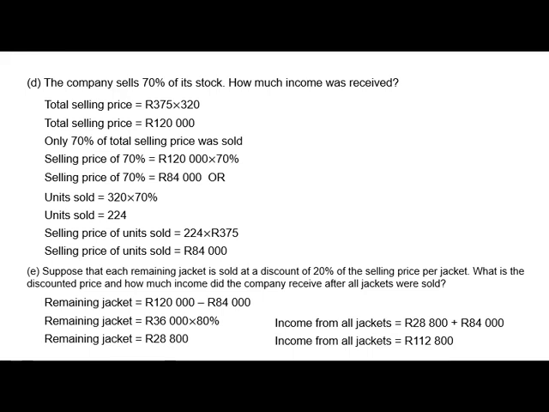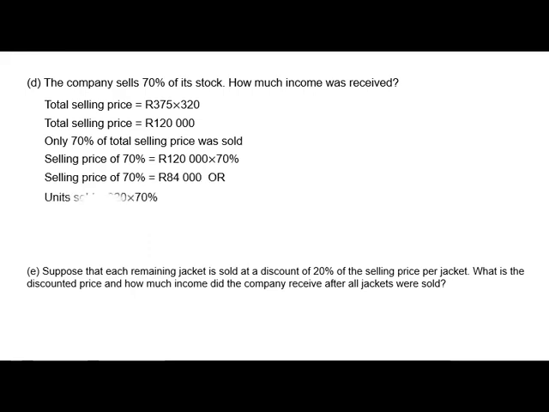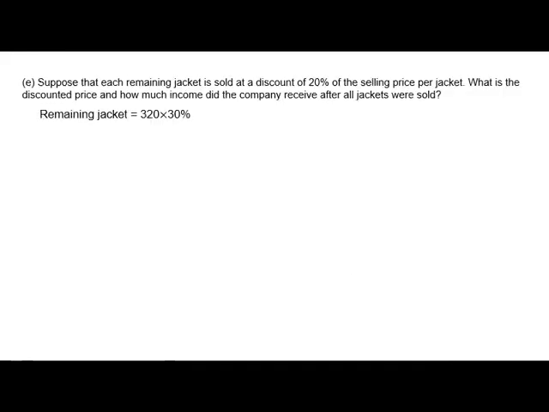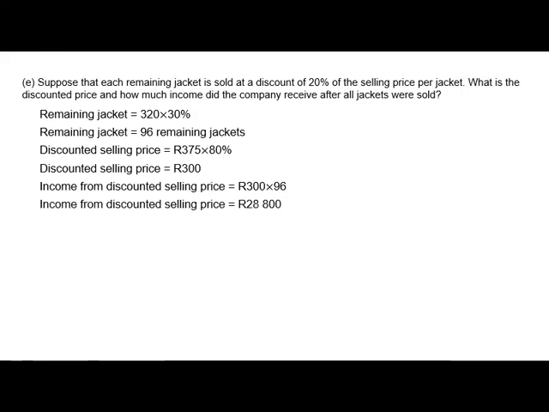Or you could have done it this way. Take the 320 times 30% to find the remaining jackets, which is 96. Then discount the price to find 80% of 375, which is 300. Take the remaining jackets and multiply by the discounted price. It'll give you income from the discounted jackets, which is 28,800. And then you just add the 84,000 to that to get income from all jackets, which is 112,800.